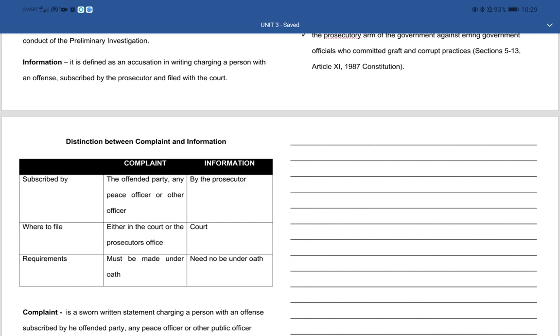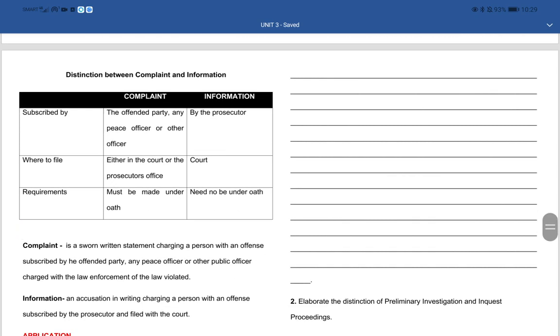Then where to file, either in the court or the prosecutor's office. But you need to wait for the investigation of the police officer, and it's the police officer who moves it forward to the prosecutor. Then the requirements must be under oath. Okay? So, under oath. While the information by the prosecutor in court need not be under oath. It's just the information.